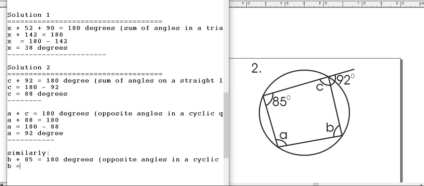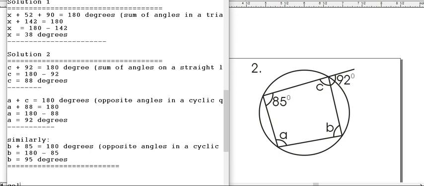So our B now will be 180 minus 85. So our B will be equal to 95 degrees. I think with this we are through with the solution. A is 92 degrees, B is 95 degrees. So I think we are through with solution 2.